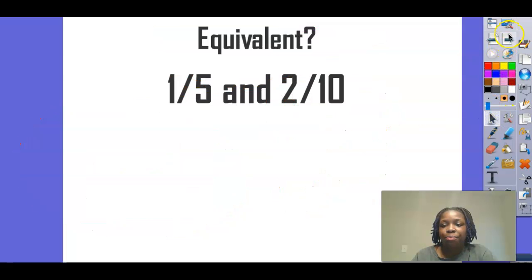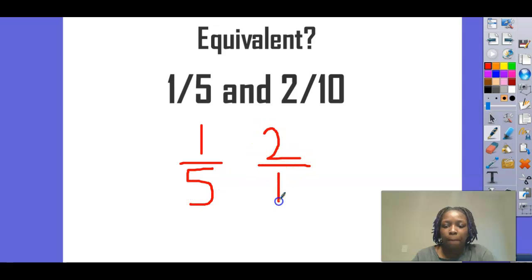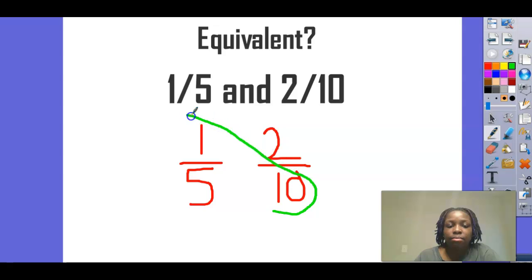So let's look at another one. Let's see if 1/5 and 2/10 are equivalent. So I want to use the butterfly strategy to solve it. So I'm going to set 1/5 and 2/10 beside each other. And then I am going to go ahead and do the butterfly method. So I'm going to do 10 times 1, and 10 times 1 is 10.